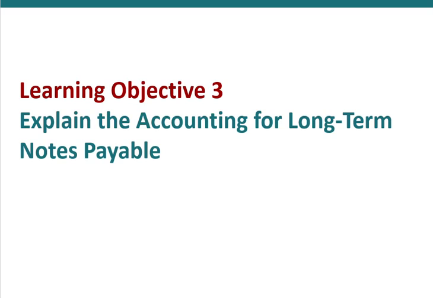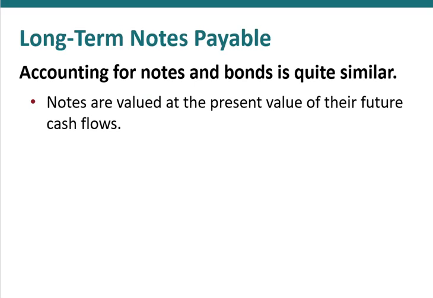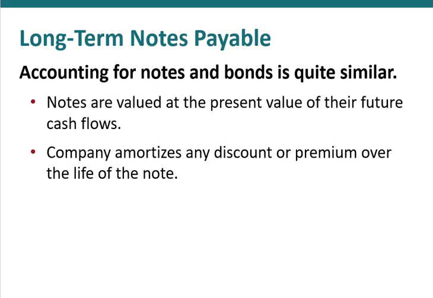In this video, we're going to go over Learning Objective 3 and explain the accounting for long-term notes payable. The accounting for notes and bonds is quite similar. Notes, like bonds, are valued at the present value of their future cash flows, and then a company will amortize any discount or premium over the life of the note.